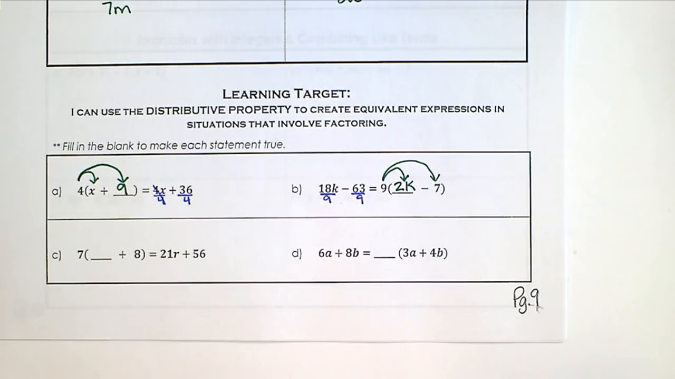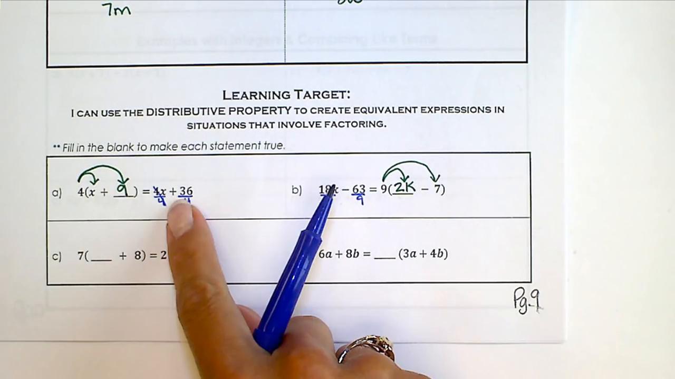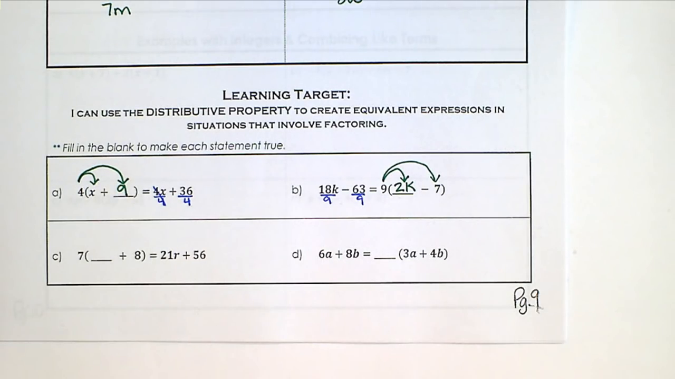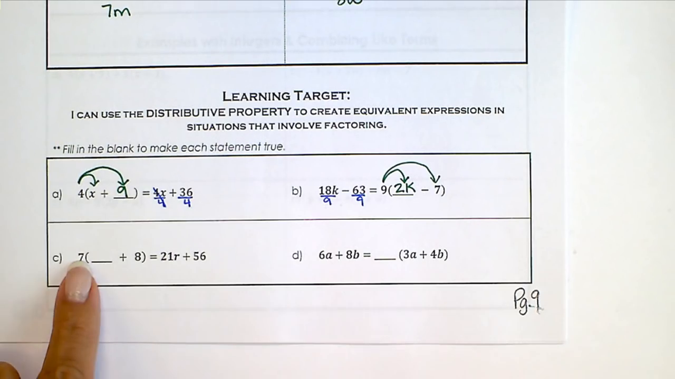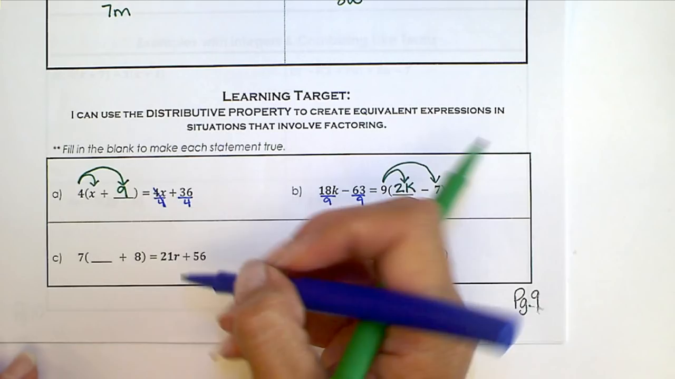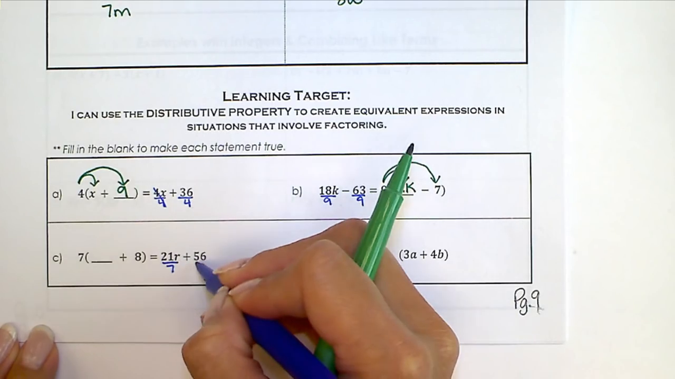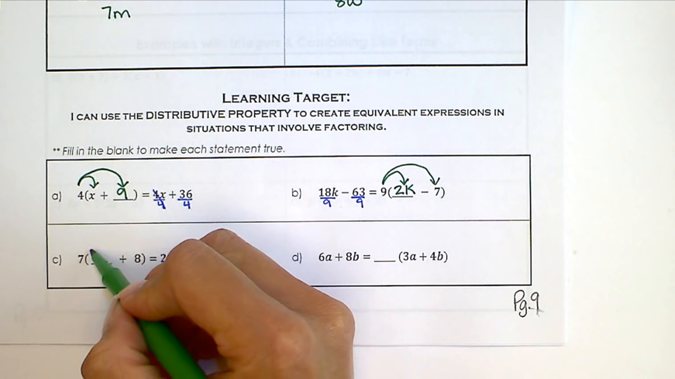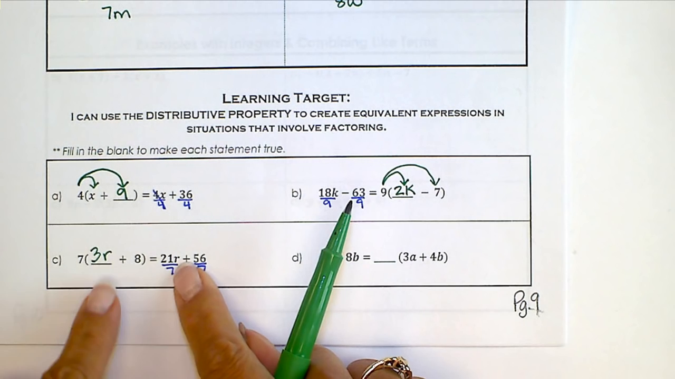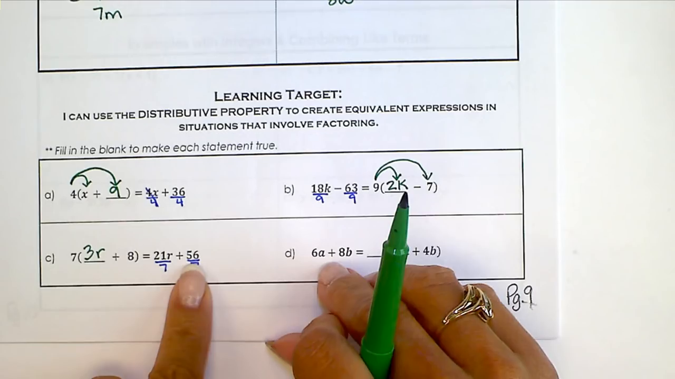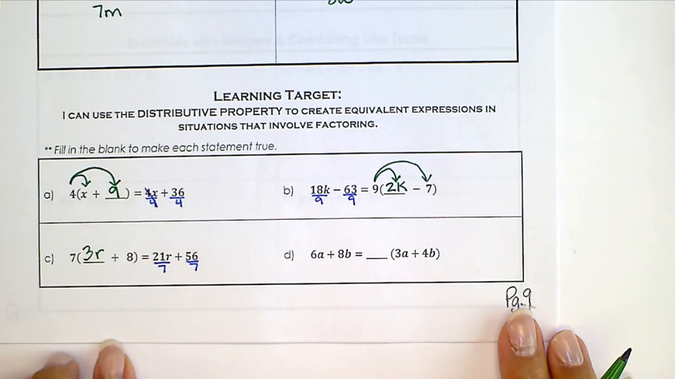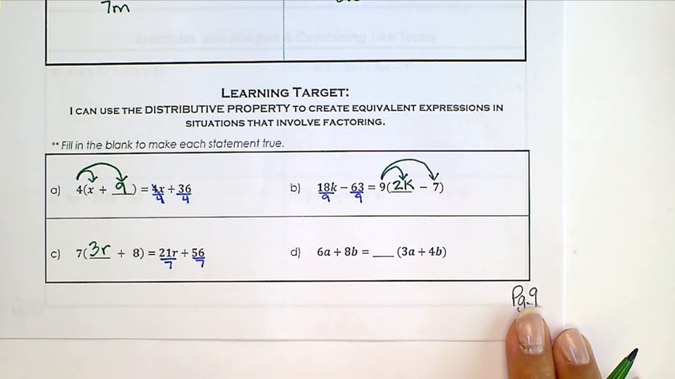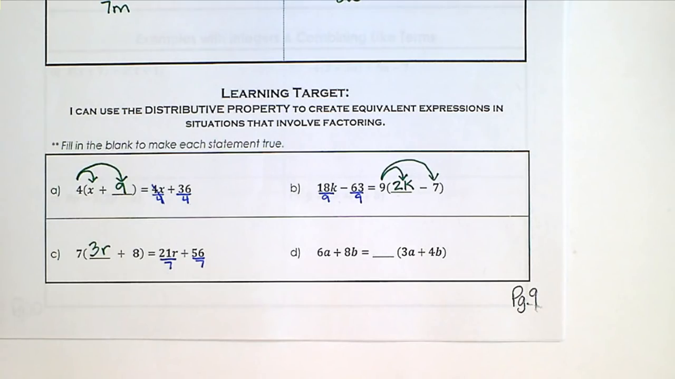Some of you may do this part I wrote in blue mentally with mental math. Others may need to actually write that out. So it looks like I'm going to factor out a 7. So again, if you like that factoring, divide both of these by 7. 21 divided by 7 gives me 3, but don't forget the r is still there. And 56 divided by 7 is 8. So we're just factoring out what we distributed last time.